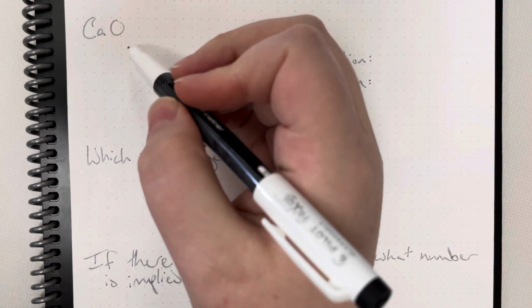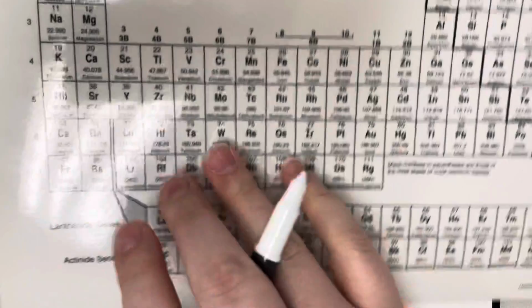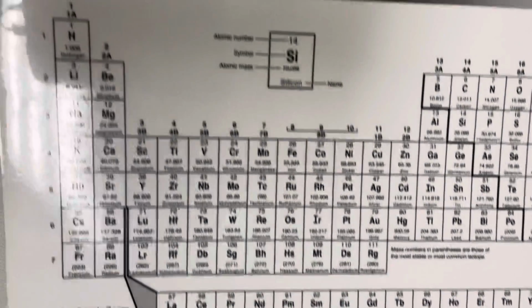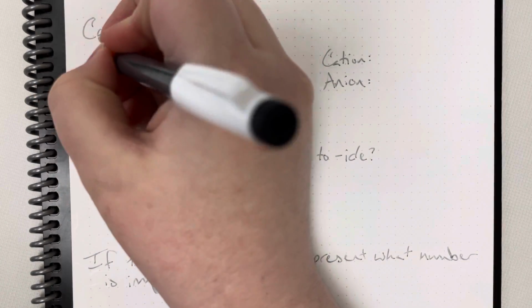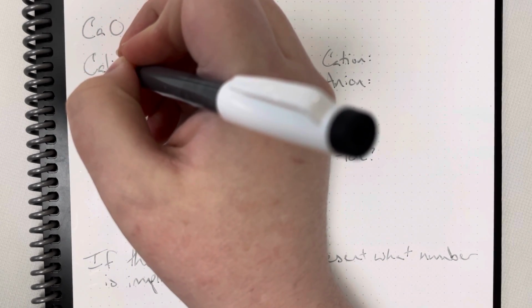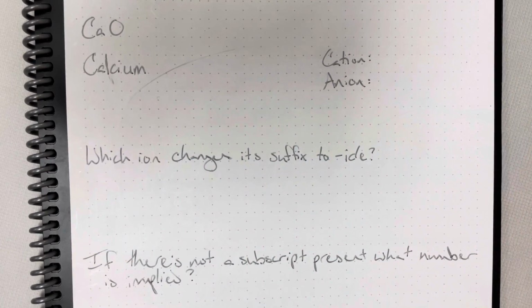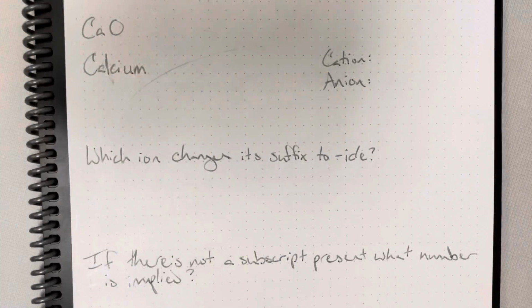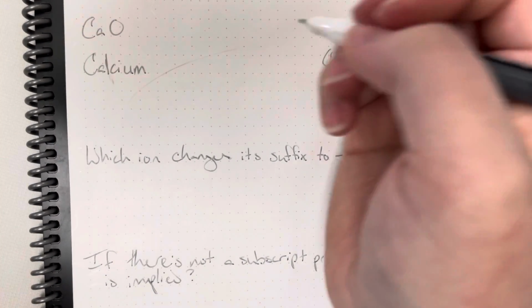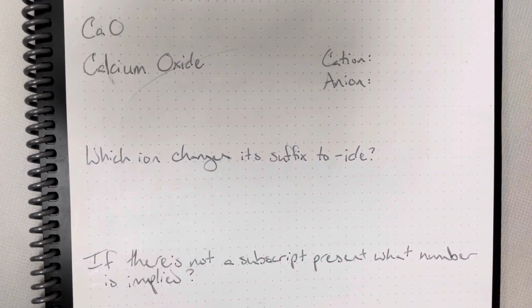Naming CaO. First thing that I'm going to do is figure out who Ca is. Ca is calcium, and it is in the first two columns, which makes that a representative metal. So all I need to do is just name the metal. So calcium. Then I'll look at my partner, O. O is oxygen. It's in the second position, which would make that my anion. So that means that this is going to be oxide, since my anion changes its suffix to "ide."